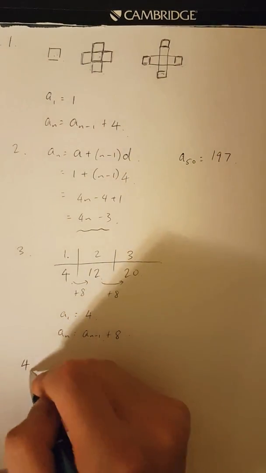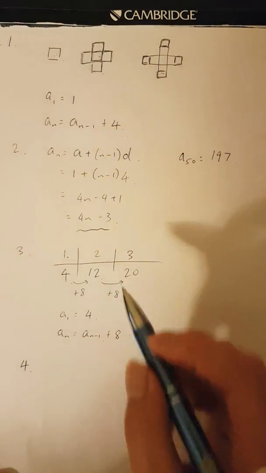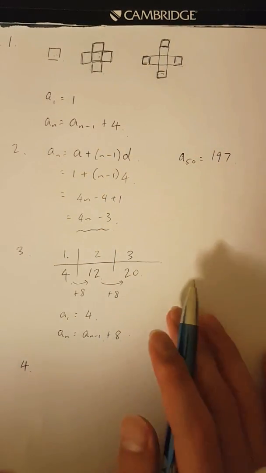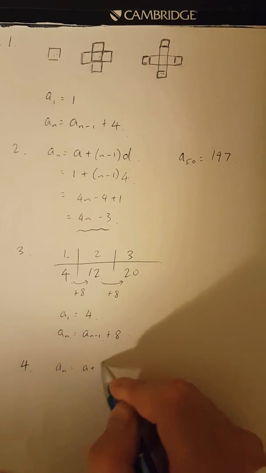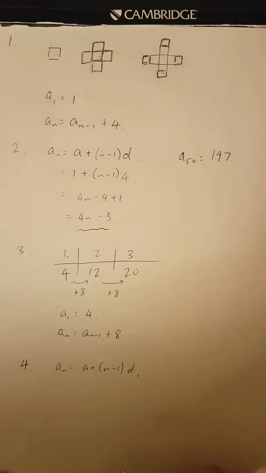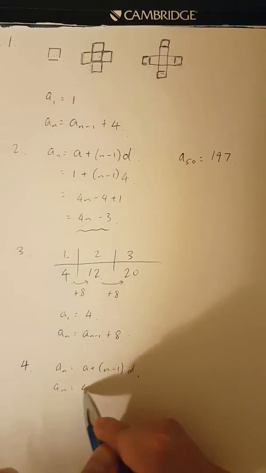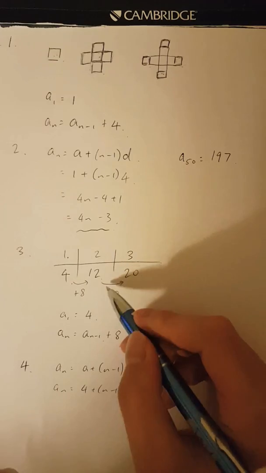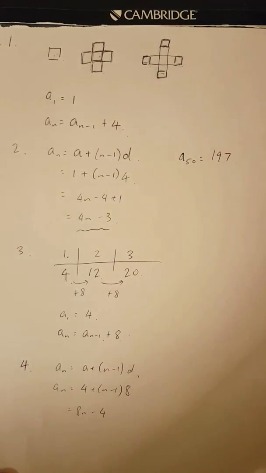And then 3.4, we are expected to find the explicit formula and then find the perimeter in the 50th figure. So for the explicit formula, again, we know that this is going to be an arithmetic sequence. So we use the formula a plus (n minus 1)d. And if we actually plug the numbers in, a is 4 plus (n minus 1) times the common difference, which is going to be 8. And if we simplify, we're going to get 8n minus 4.